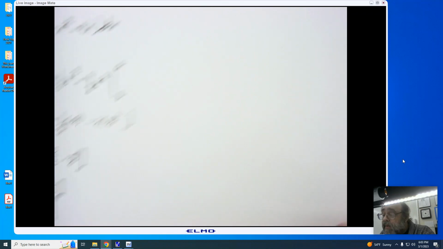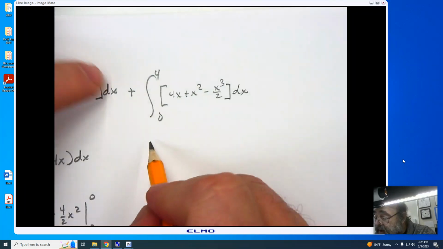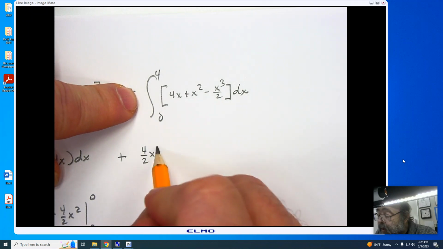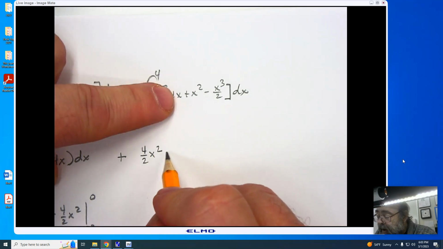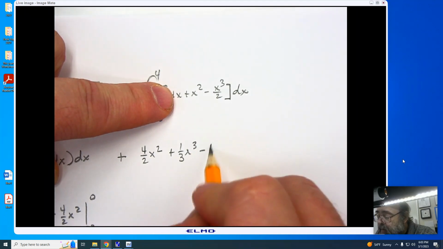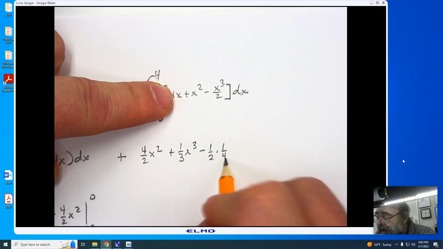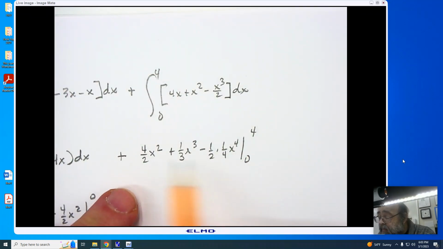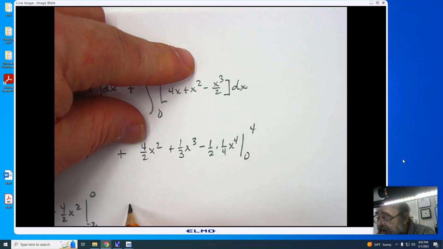Okay? So now we're going to go to this piece. This piece is now plus 4 over 2x squared plus 1/3 x cubed minus 1/2 times 1/4 x to the 4th, and this is going from 0 to 4. Now when we plug in the 0, we're not going to subtract anything. So all we have to do is add.